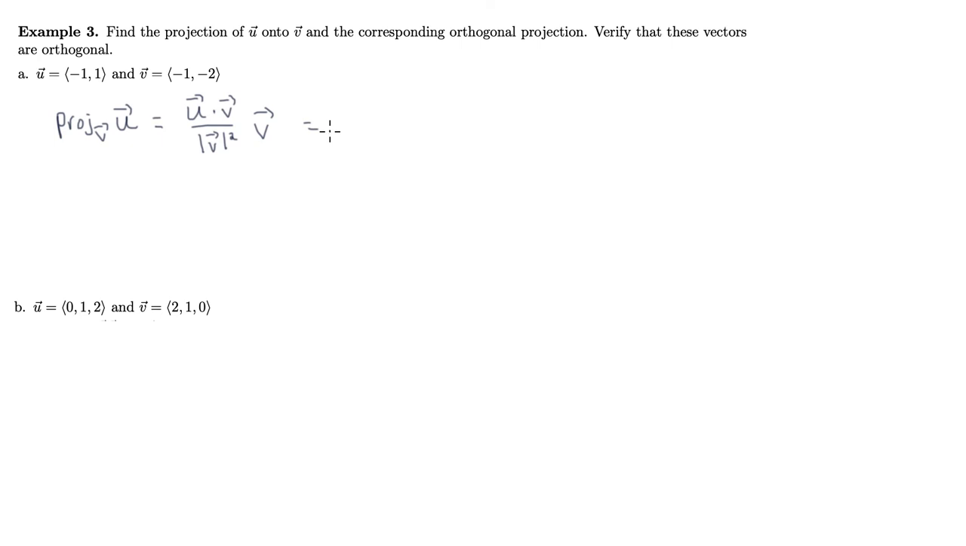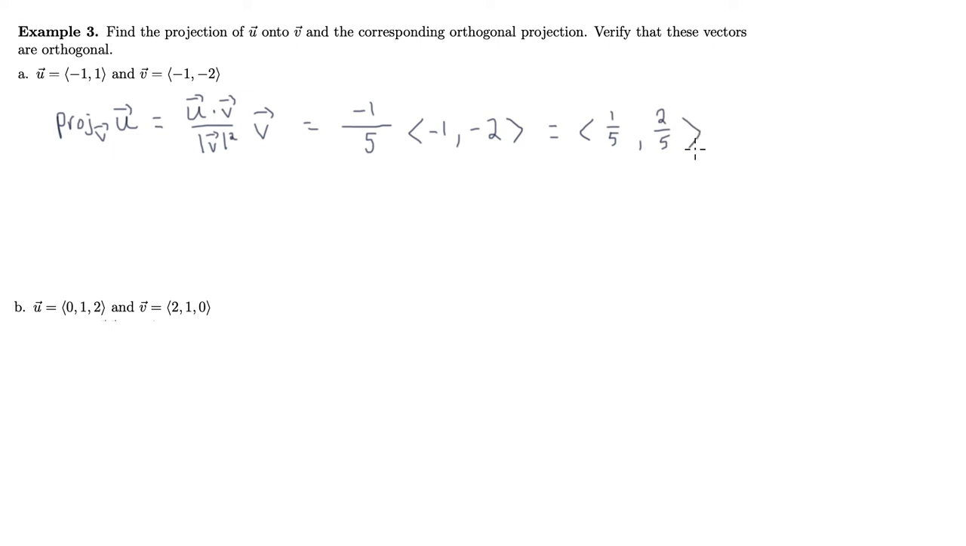So the dot product here is going to be 1 minus 2, so negative 1. And then the length of v squared is just 1 squared plus 2 squared, so 5. And then v, which is negative 1, negative 2. So in other words, the projection will just be negative, actually positive 1/5, 2/5.